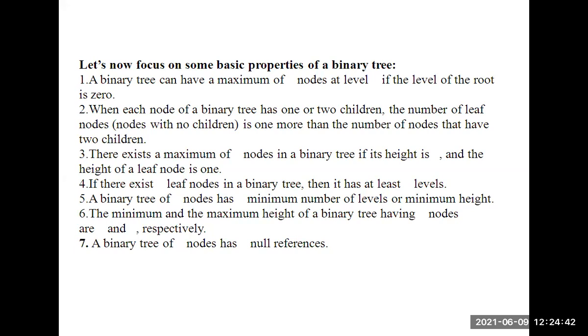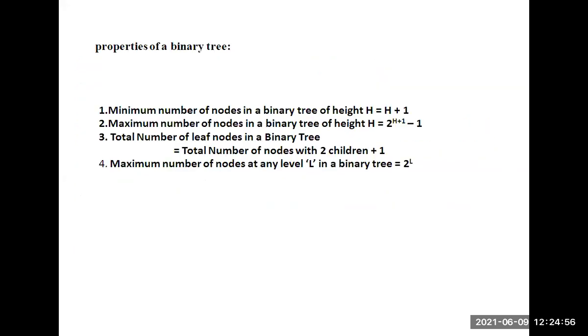Okay. Then the third point: if there exists a maximum number of nodes in a binary tree, its height is as given, and the height of the leaf node is 1. So what does it mean? Just see, you can understand. Here the professor mentions the first property: the minimum number of nodes in a binary tree of height h is h plus 1. What is the first property? Minimum number of nodes in a binary tree of height h is h plus 1 nodes.